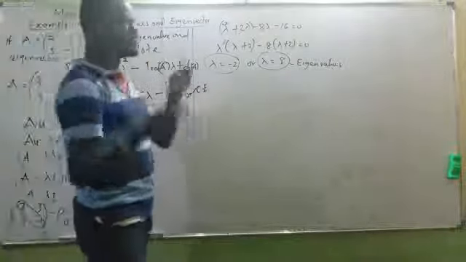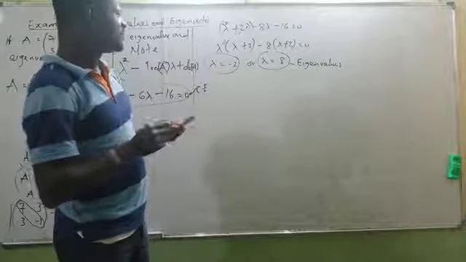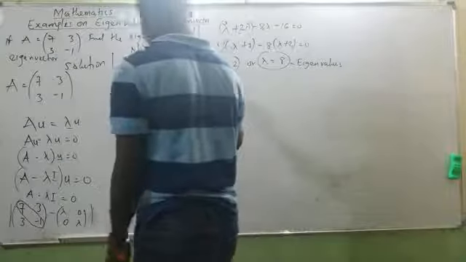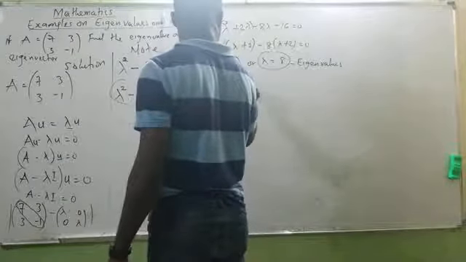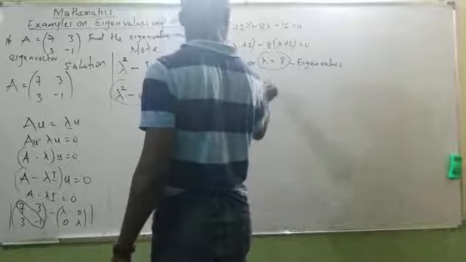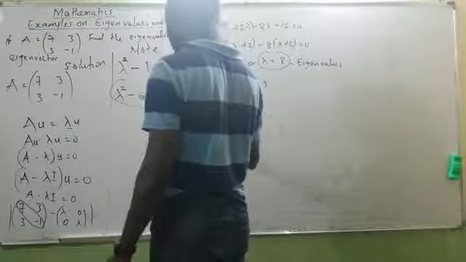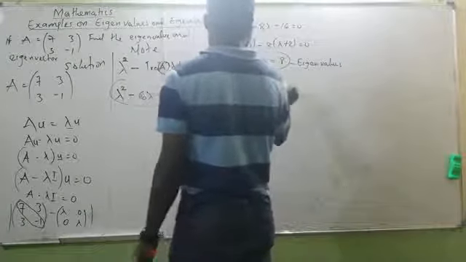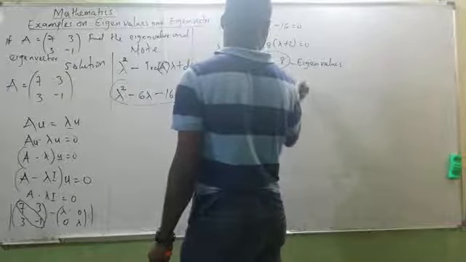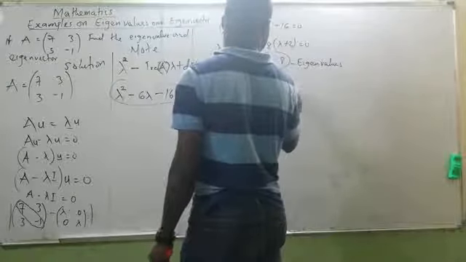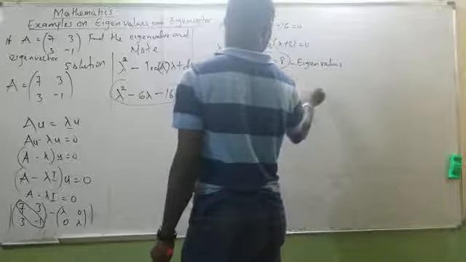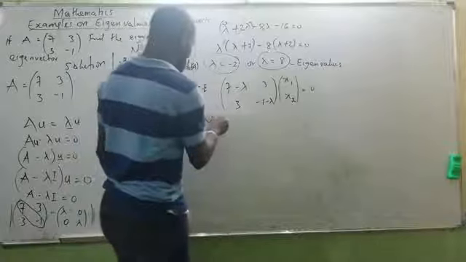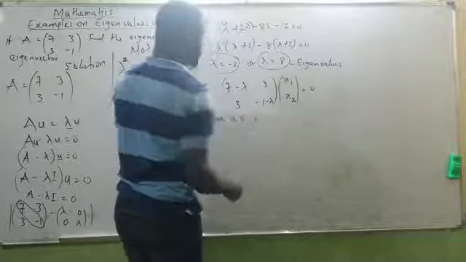Now, how do I generate my eigenvector? I will come back to this place, where I have my 7 minus lambda, 3, 3, and minus 1 minus lambda, multiplied by x1, x2 equals to 0. Now notice that when my lambda equals to minus 2, what will I do?